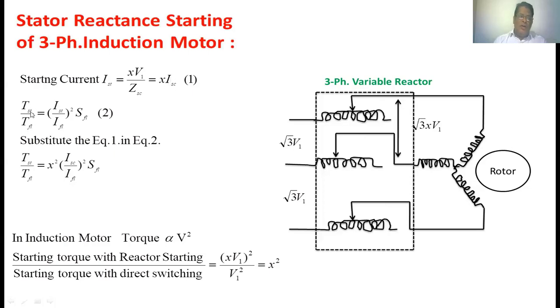Starting torque with the full load torque, T_ST by T_full load, equals I_ST by I_FL whole square into S_F. Now we substitute this value here, then we get T_ST by T_FL equal to X square into I_SC by I_FL, S_F. When the induction motor is starting with a stator reactance starter, the starting torque will be decreased by X square times. In case of an induction motor, the torque is directly proportional to V square. Starting torque with reactor starting divided by starting torque with direct switch is equal to X V1 whole square by V1 square. The V1 square gets cancelled. We are getting X square.